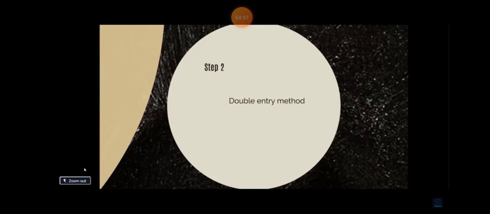So the second method is called the double entry method. The double entry method of data verification is very simple. To verify data, the computer simply asks you to enter an item of data twice. As the name suggests, you have to enter your data twice. By doing so, the computer can compare the two items of data.